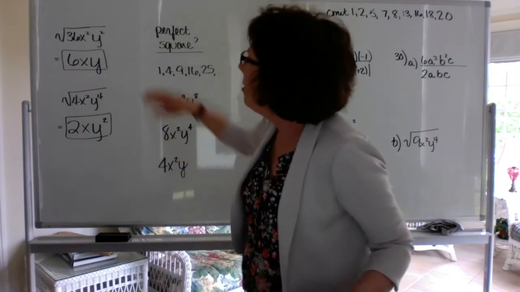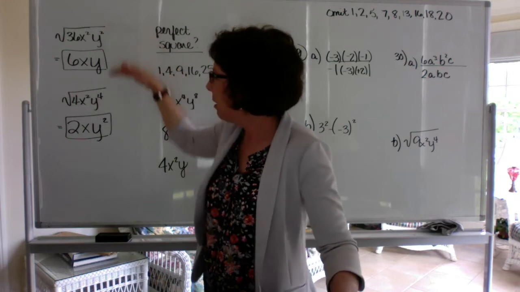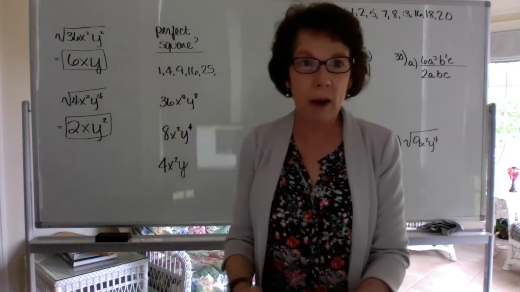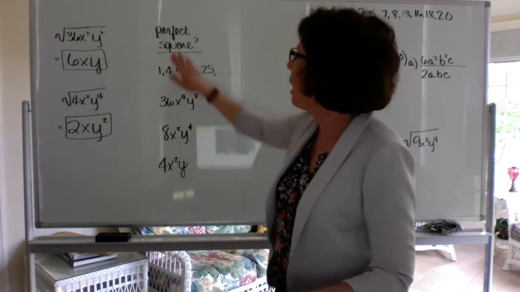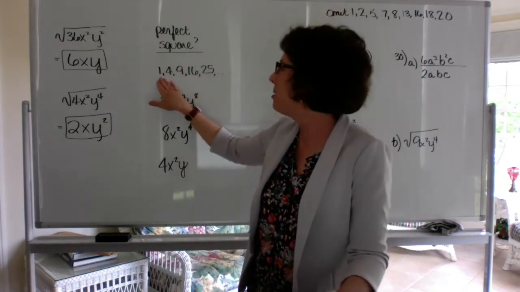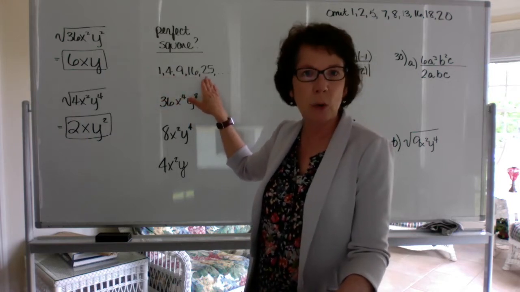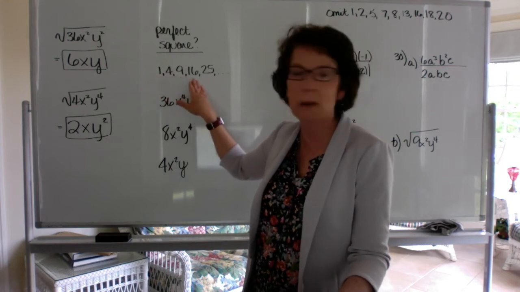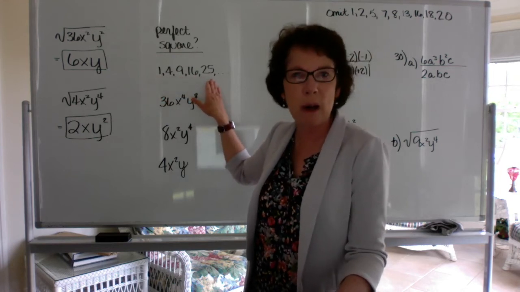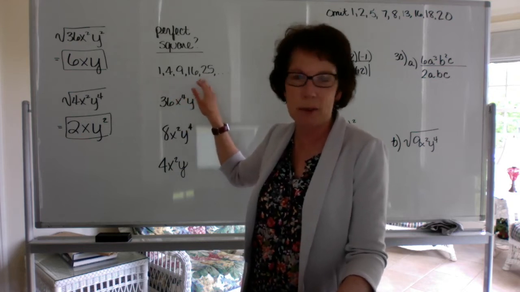Okay, now these radicands, these numbers under the square root, here and here, are called perfect squares. Perfect squares are numbers that we can take the square root of. Now we know numbers that are perfect squares: 1, 4, 9, 16, and 25. Can I take the square root of those? Well, the square root of 1 is 1, square root of 4 is 2, square root of 9 is 3, square root of 16 is 4, square root of 25 is 5. These are perfect squares. They are squares of numbers.